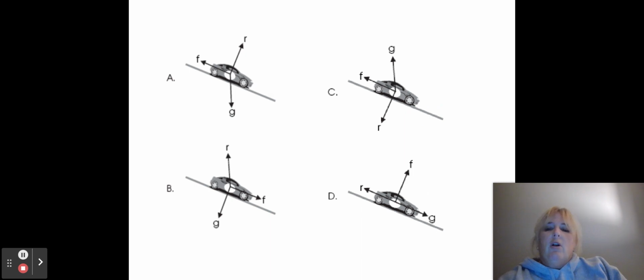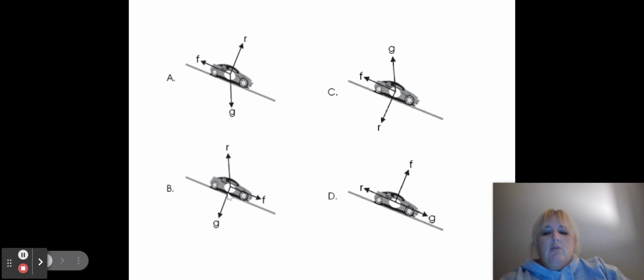Here we have a car going down a ramp, and we need to find which answer choice correctly shows the forces that are acting on the car. If we look at this first one, we have gravity pulling the car down towards the center of the earth, which looks pretty good. We have the ramp pushing up on the car, which is also going to work, and friction is going against the motion, slowing it down. This looks like a really good answer, but let's check the rest.